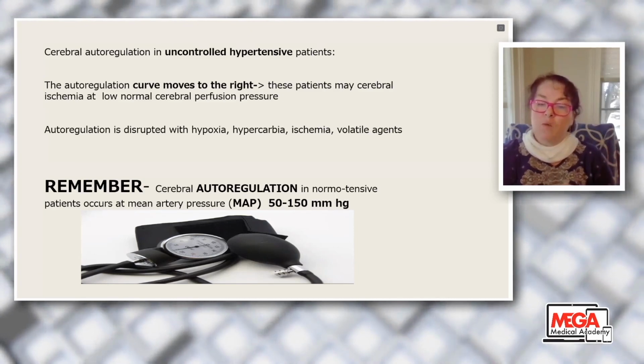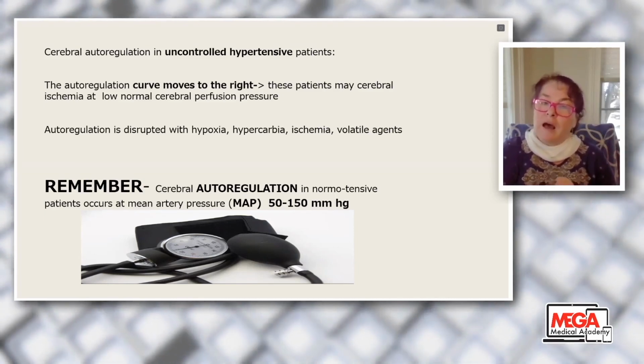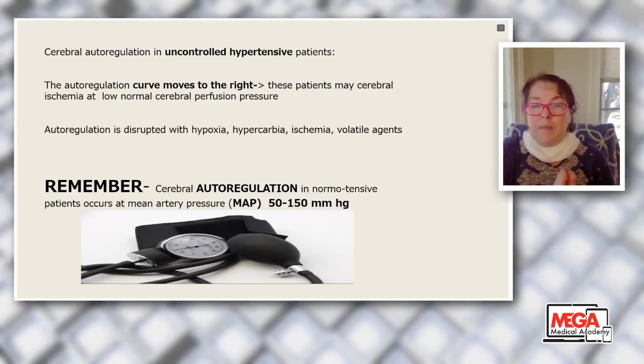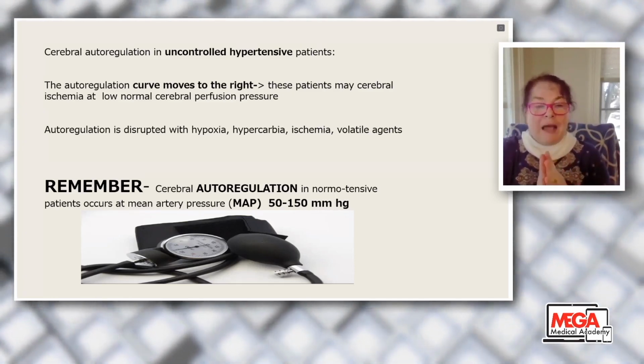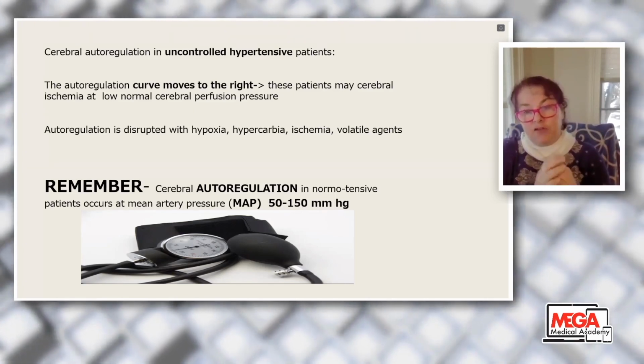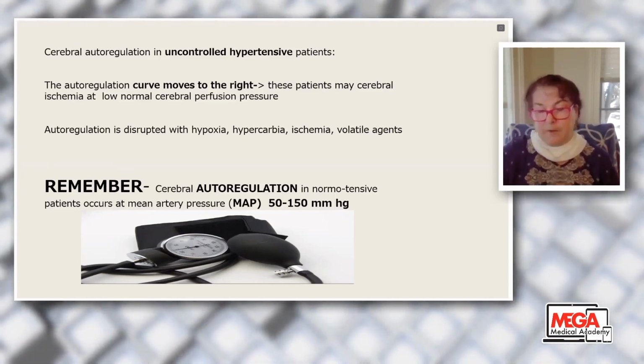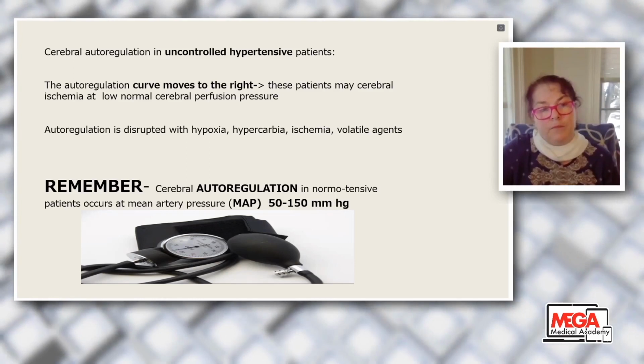What that means is that when a normal patient may not have cerebral ischemia until their MAP, or their cerebral perfusion pressure, is less than 50, these people might have it at 50 or 60 or 70. They need more pressure because they're used to higher blood pressure.